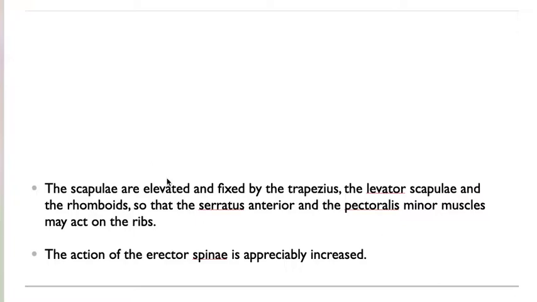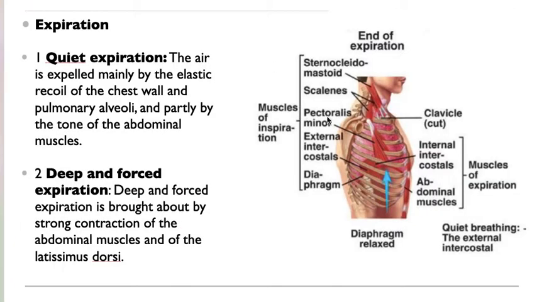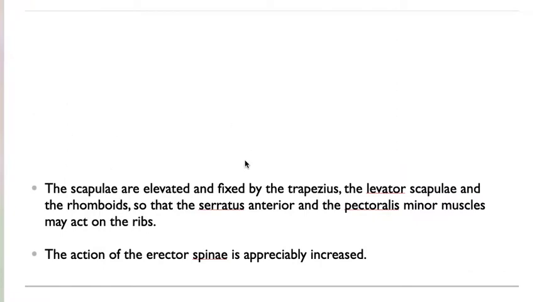Now, the scapulae are elevated and fixed by the trapezius and the levator scapulae and the rhomboids, so that the serratus anterior and the pectoralis minor muscles may act on the ribs, right? You can see over here the pectoral muscles. They are helping in fixation in forced inspiration.